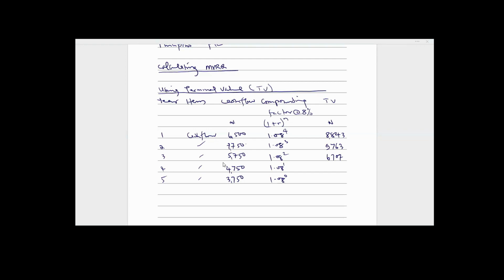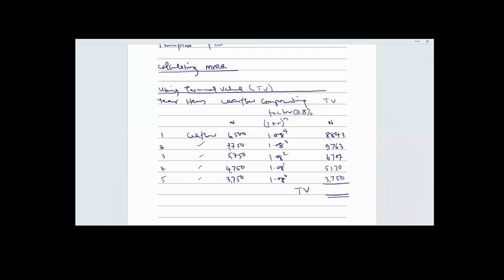Then year 4 cash flow, 1.08 raised to power 1, equal, multiply by 4750, equal 5130. Finally, year 5, 1.08. Anything raised to power 0 is equal to 1. So this one will give me 3750. Add everything together. That will produce the terminal value we are looking for.